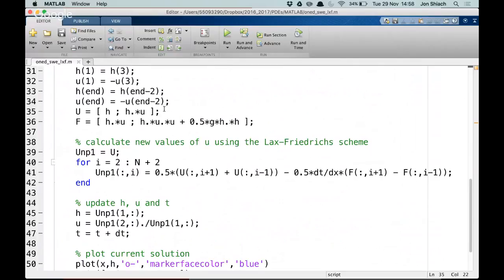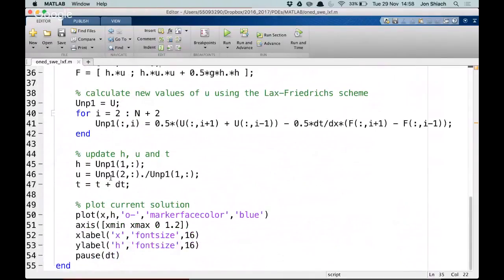And then you just use a Lax Friedrichs scheme, very, very similar to the advection. Once you've calculated that, we can remove H and U from what I've called UNP1, so that's our updated solution. So H is just the first row of U. Remember, it's HU on the second row. Divide that by H, you get U.